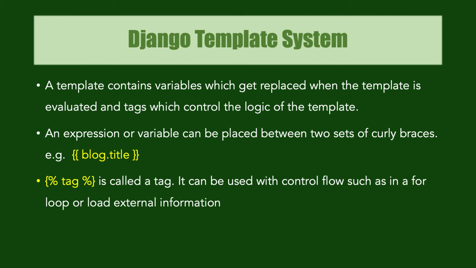In Django, a template contains variables which get replaced when the template is evaluated, and tags which control the logic of the template. An expression or variable can be placed between two sets of curly braces. For example, the blog.title can be evaluated in this way. A tag is enclosed between curly braces and percent symbols. It can be used with control flow, such as in a for loop, to load external information.